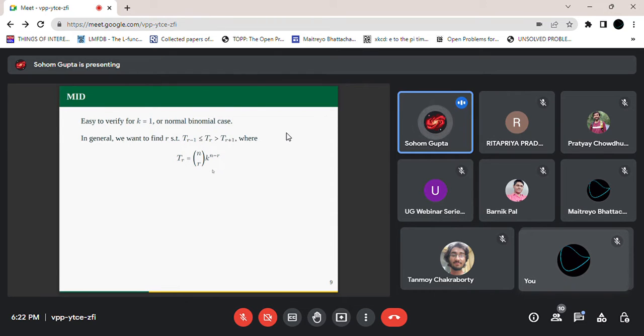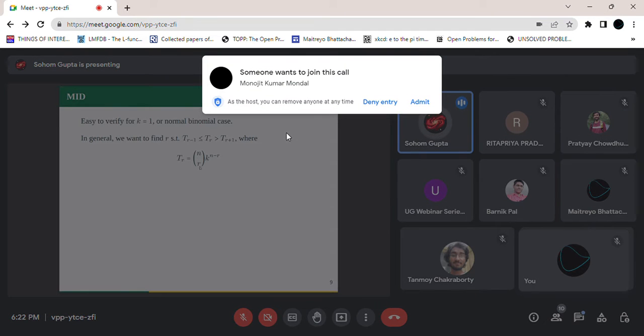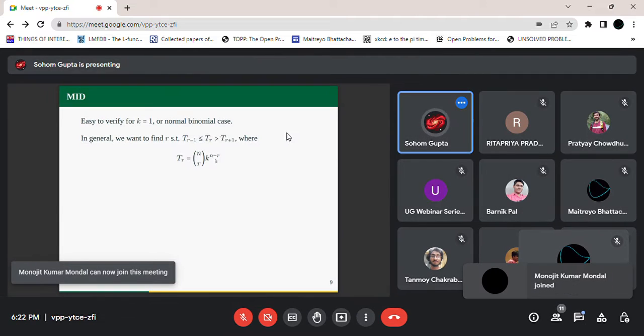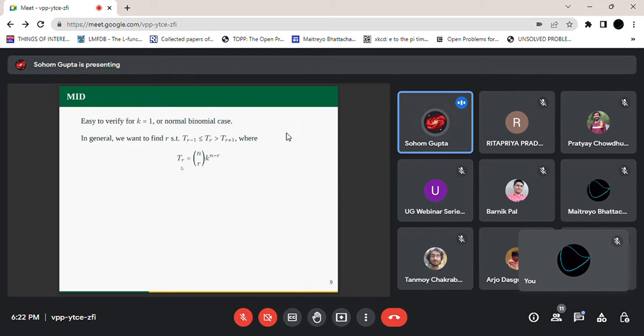So you can see that there's a different nomenclature rather than what is generally given. So t0 would be nC0 k to the n minus 0, which is the first term. So instead of writing t1, I'm just writing tr. So basically t0 would mean the first term. It's just for convenience because you get r here, you get r here. So it's nice. So basically we need something like this.